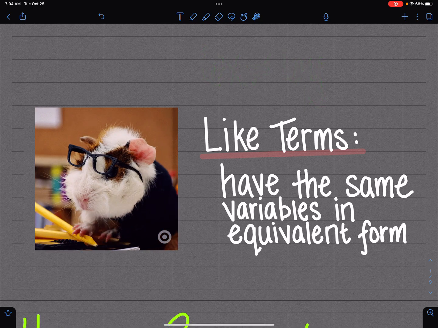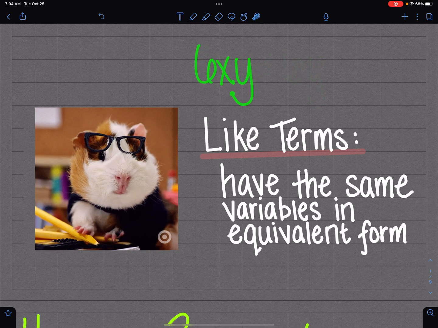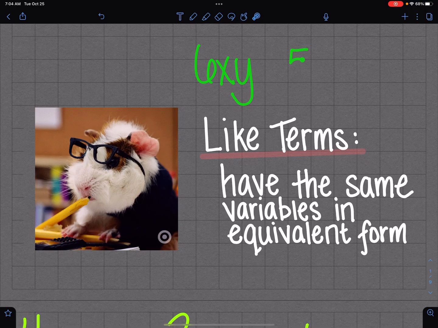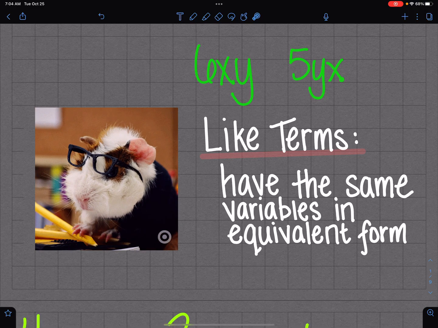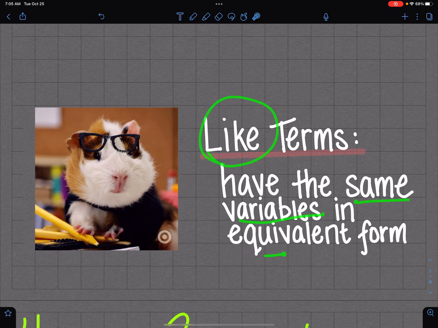But you could have 6xy, and you could have 5yx, and those are like terms because it's still an x multiplied by a y. Right? We learned how it doesn't matter. You could change the 5yx to an xy and that would be fine. It would be the same thing. So those are like terms. They have the same variables in equivalent form.